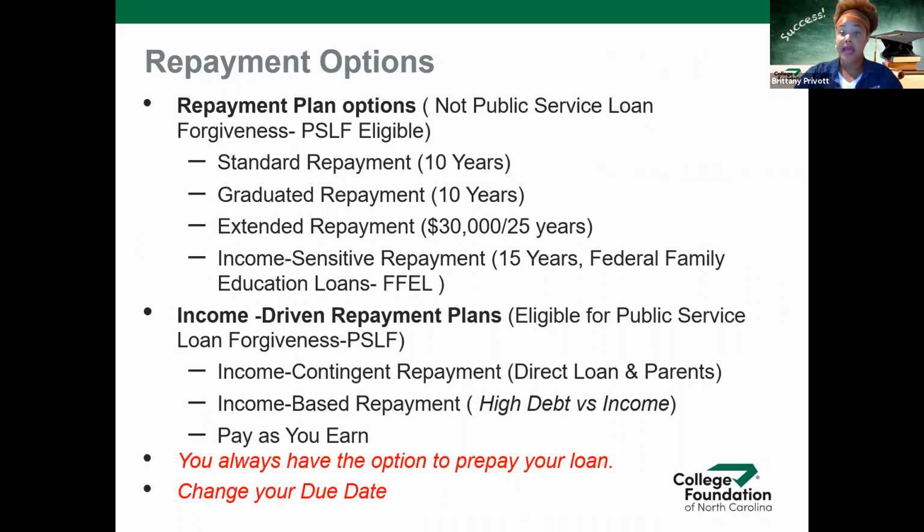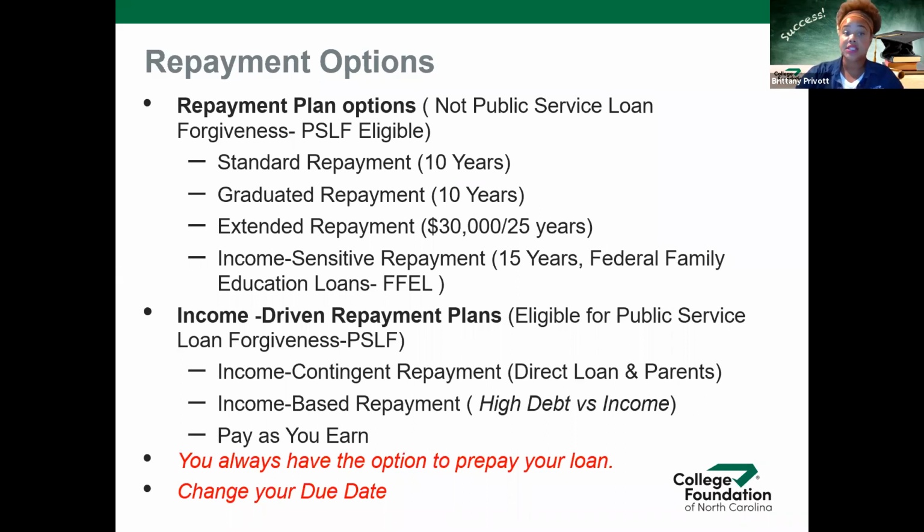There are different repayment options. We're going to go through these one by one. I'm going to start it off, and then Tequila is going to take it from here. But there are different repayment options. A non-public service loan forgiveness, or a PSLF eligible. So these are not included. So these repayment options do not include public service loan forgiveness.